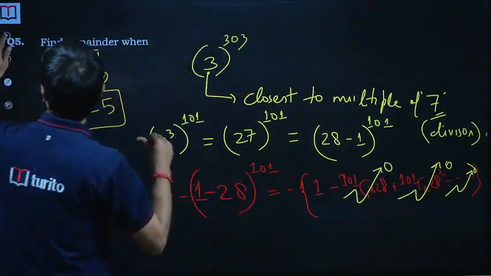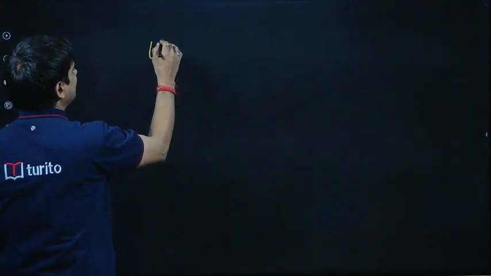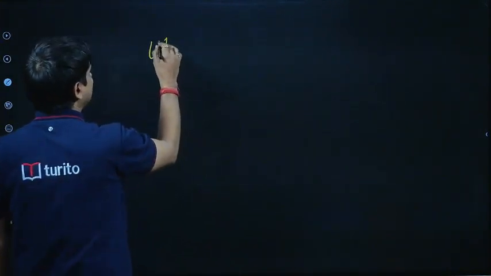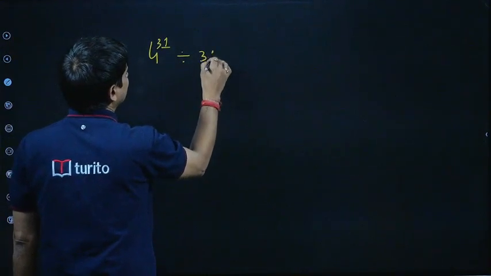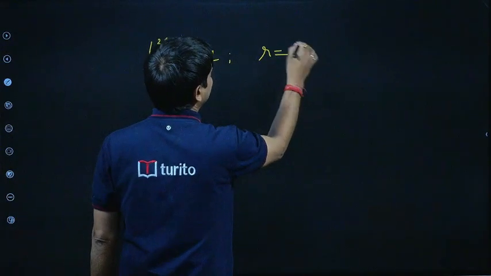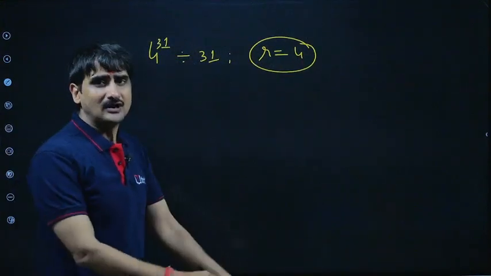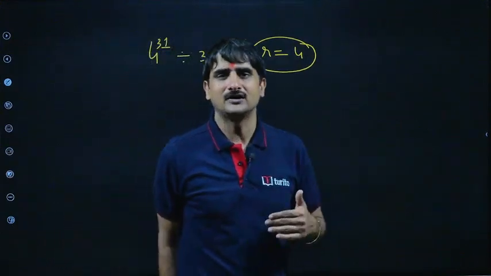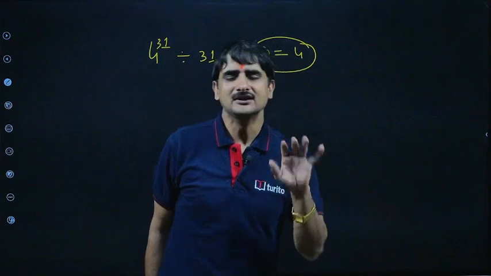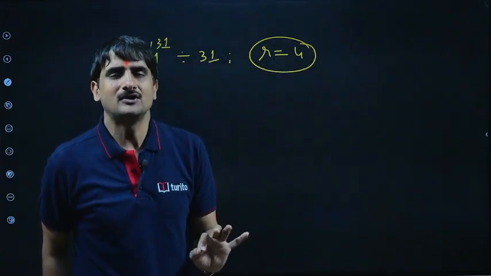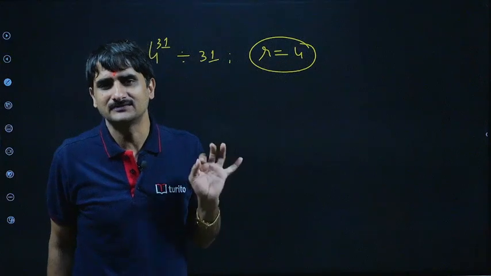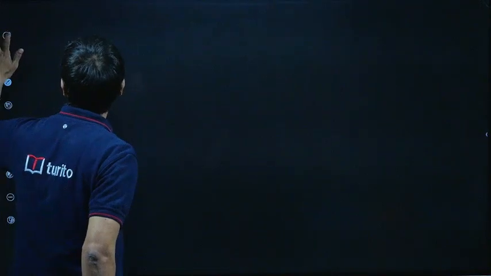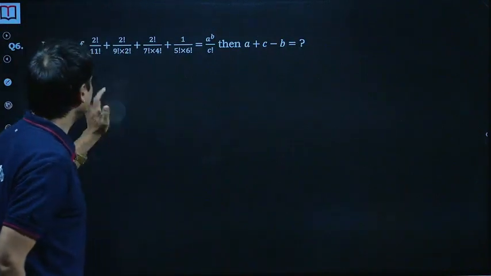For example, if I say find the remainder when 4 raised to the power 31 is divided by 31, the remainder will be 4 here, bachcho, without any doubt. Okay, many of you would have done it as a part of a theorem somewhere while preparing for Olympiads, etc. But still, we can easily prove it with the help of binomial theorem, binomial expansion. I'm not going into that much detail because what we need here is the result. Wherever required, we can use it.